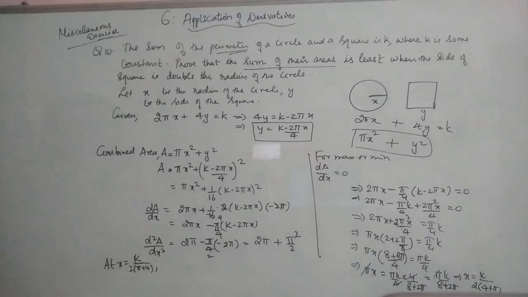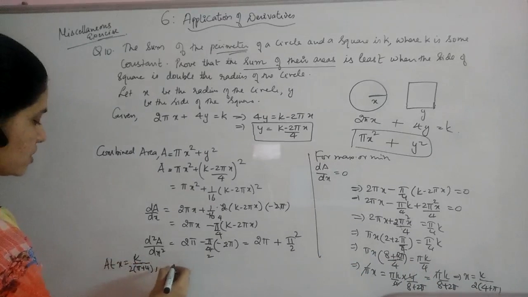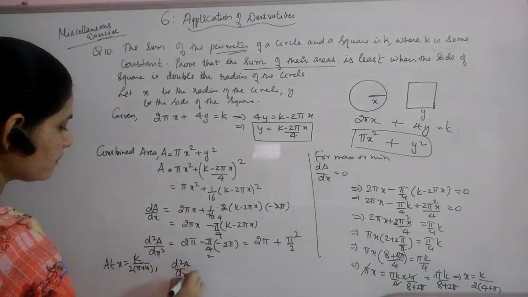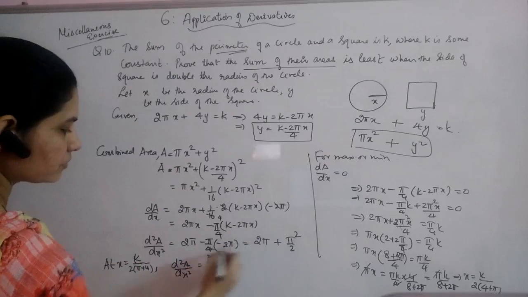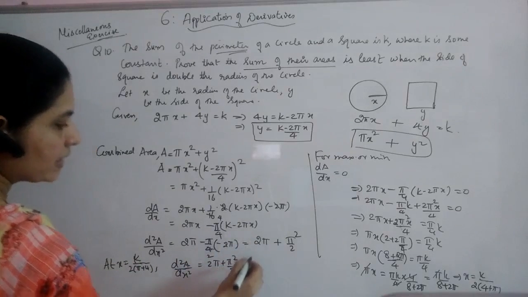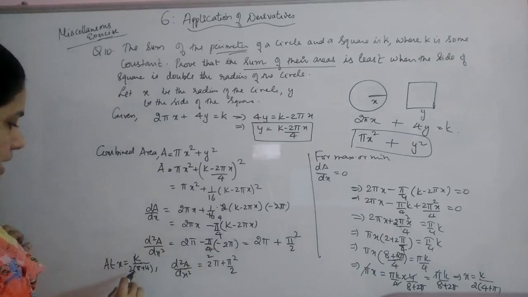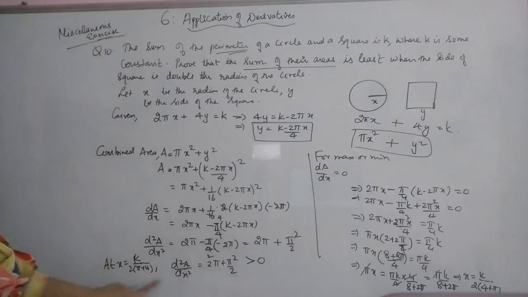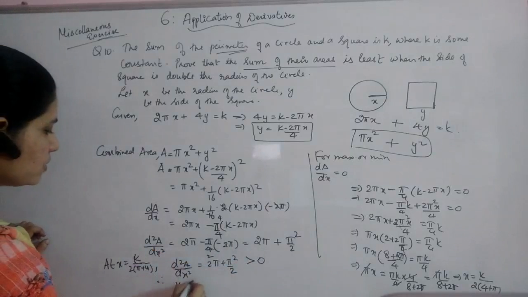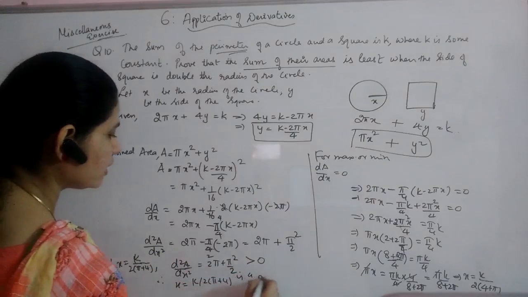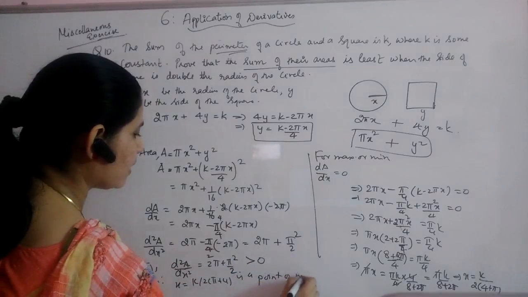Just see. So at this point x equal to k by 2 into pi plus 4, you will get the second derivative as the same value, that is 2 pi plus pi square by 2. But this will help you to say that at this point is acting as a point of minima because it is greater than 0 at that point. Okay, therefore x equal to k by 2 into pi plus 4 is a point of minima.